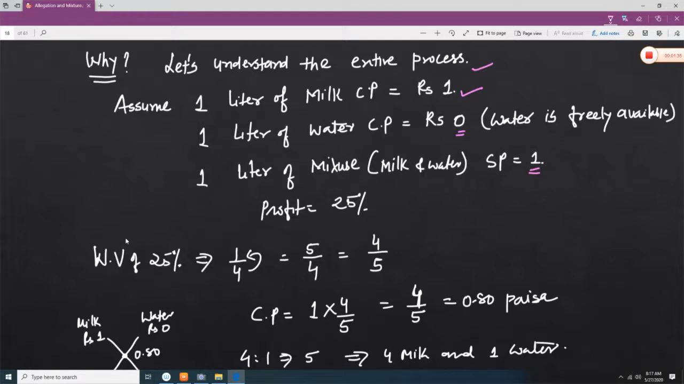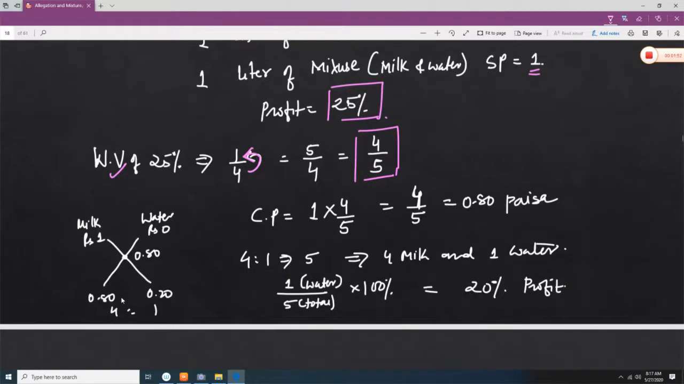So profit is 25%. Now the fractional value of 25% is 1 over 4 and 4 is going to be added, so it is 5 over 4, and when we are going to find out the CP, it is 4 over 5. We need to flip this figure. So CP is equal to 1, the SP, into 4 over 5, that is going to be 0.80 paisa.